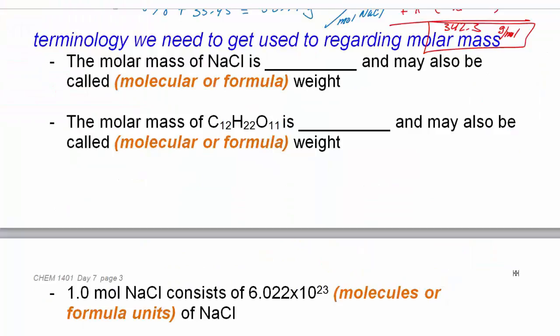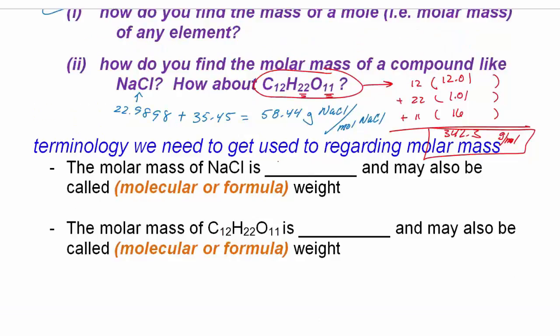Some terminology that we need to get used to when referring to molar mass. The molar mass of sodium chloride, we said it was 58.44 grams per mole. 58.44 grams of sodium chloride per mole of sodium chloride. Now this may also be called the formula weight. We don't say molecular weight because it's not a molecule. These are formula units. It's an ionic compound.